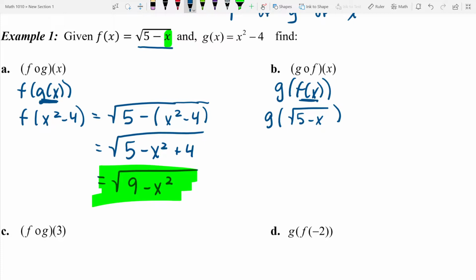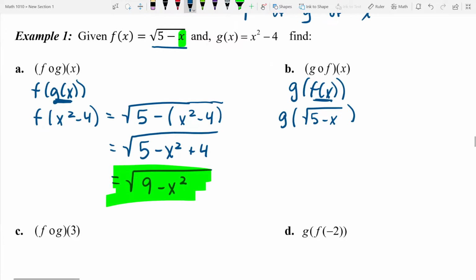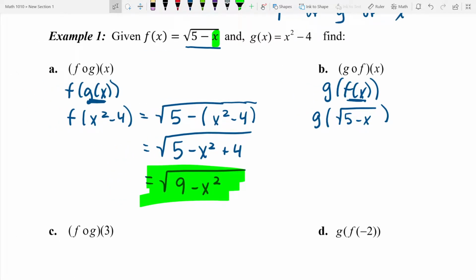Yes? I was just wondering, on A, do you need to keep solving after the square root, or do you just leave it like that? Okay, so everybody freeze for just a sec. Let me finish B and then I'll go back.